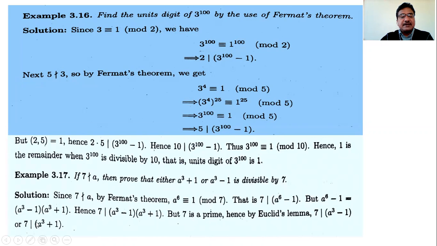But a raised to 6 minus 1 factorizes as a cube minus 1 times a cube plus 1, so 7 divides this product. 7 is prime, so by Euclid's lemma, 7 divides one of them. That is, 7 divides a cube minus 1 or 7 divides a cube plus 1. That proves the statement.